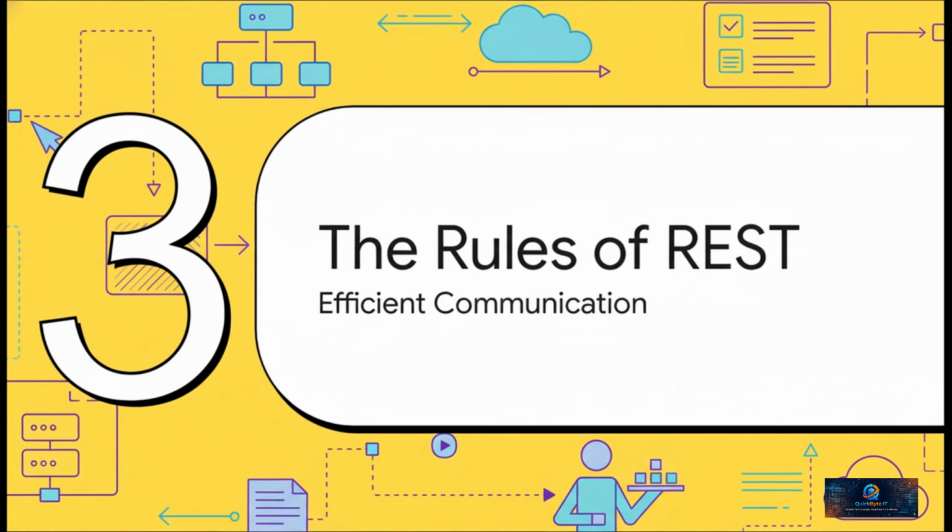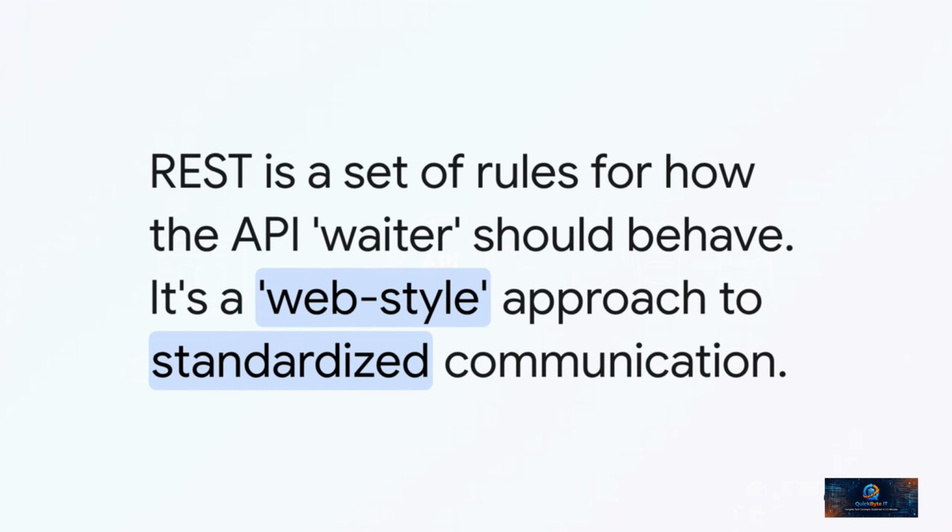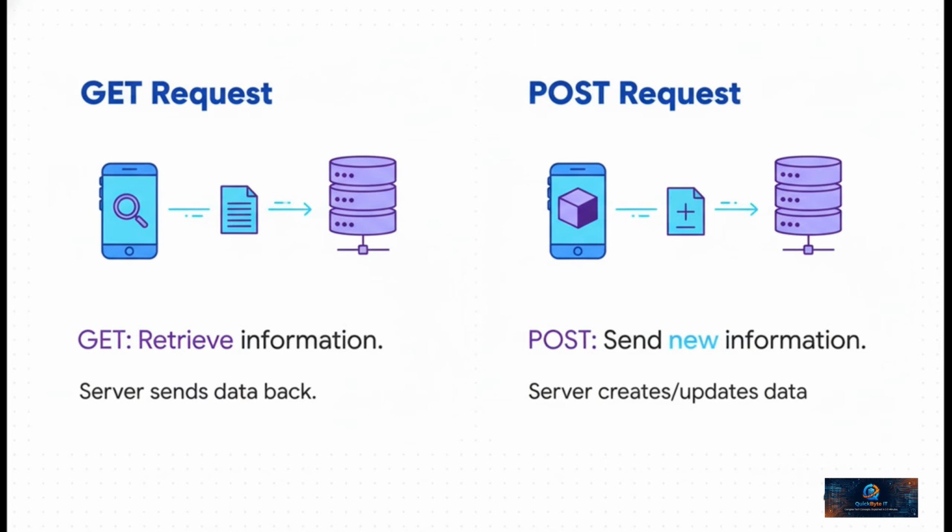Okay, so we've got the API part down. That's our waiter. But what about the REST part of REST API? What's that all about? Well, REST isn't a thing itself. It's more like a set of rules. It's the training manual for how the waiter is supposed to act to make everything run smoothly and efficiently. And here's the key. REST is what we call a web-style approach. That's because it basically just uses the same simple, reliable rules that make the entire internet work. So you can think of REST as this universal rule book. It makes sure that any customer can walk into any restaurant and talk to any waiter because they're all playing by the same set of rules. No confusion.